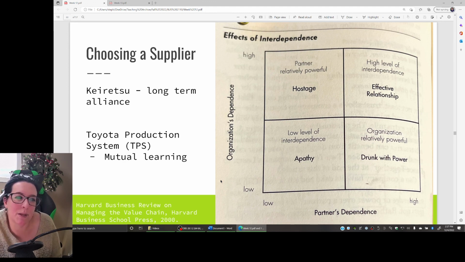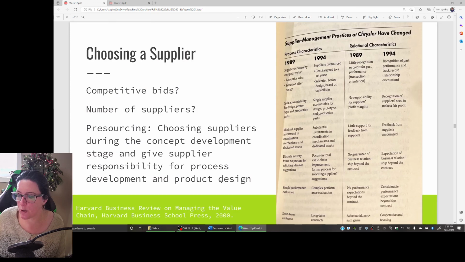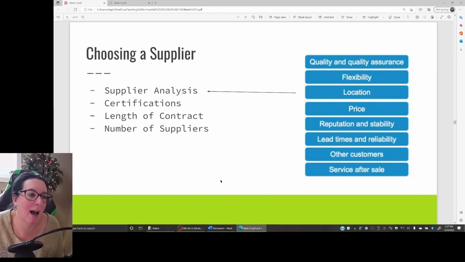And if it's going to be a mutually beneficial relationship, you need to have high dependence from both parties. That way, there is a benefit of mutual learning and a close relationship. And so keiretsu is a long-term alliance. So you may choose, as you set up your contracts, to have those long-term alliances like you see with the Toyota production system. Alternatively, you may have short-term contracts where you have lots of suppliers who are bidding against each other to be the one who provides to you.